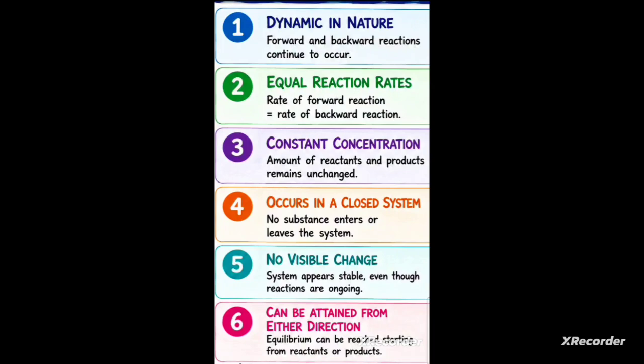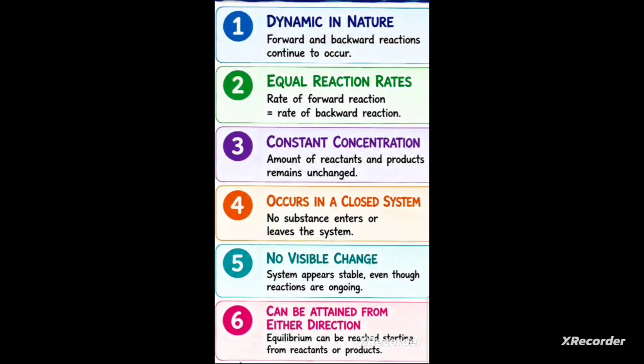Next, we are going to be talking about the properties of a system in the state of chemical equilibrium. 1. Chemical equilibrium is dynamic in nature, meaning there's a movement of particles towards the forward direction and also the reverse direction.